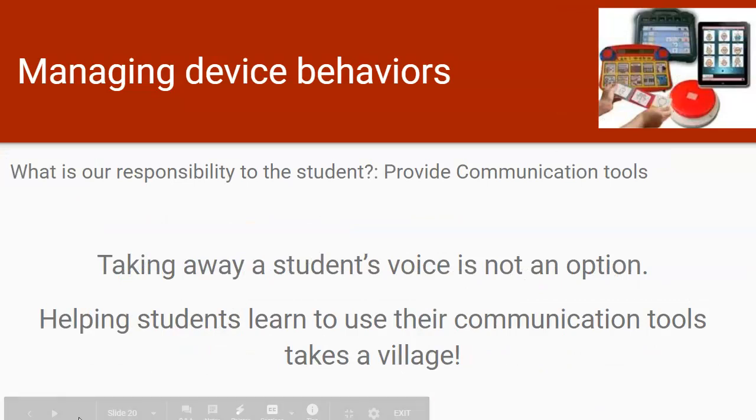Provide communication tools to students. Taking away the student's voice is not an option. Helping students learn to use their communication tools takes a village.